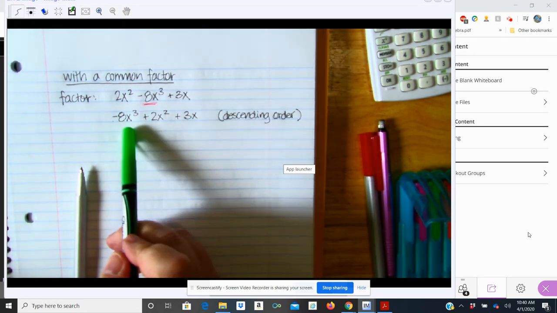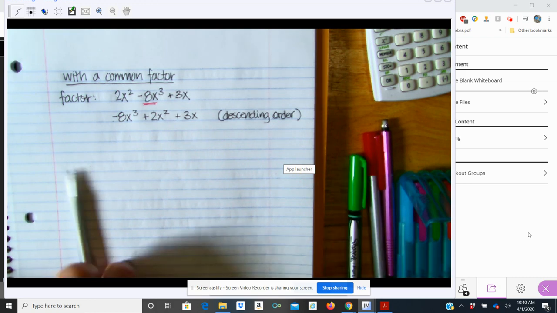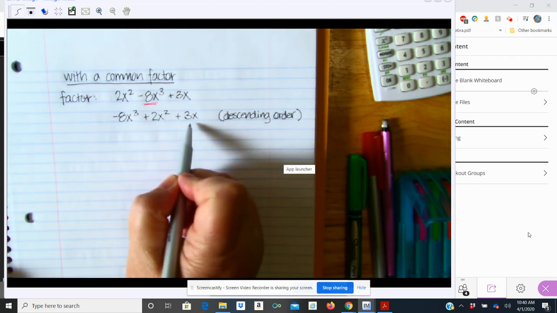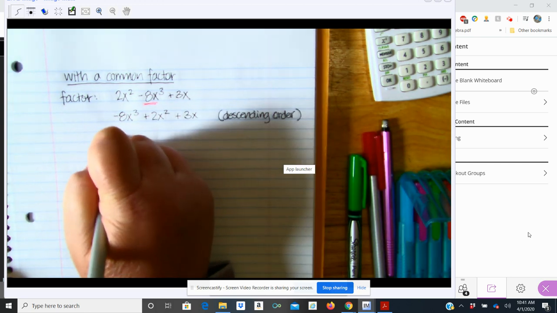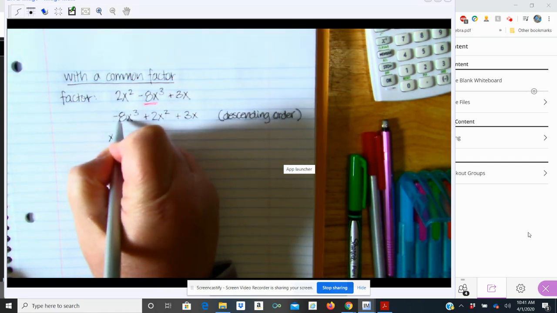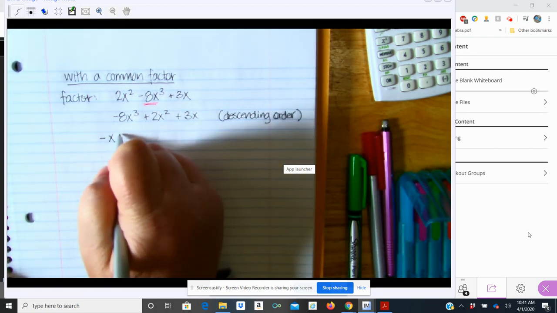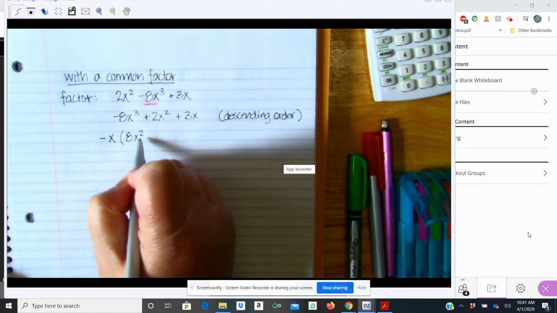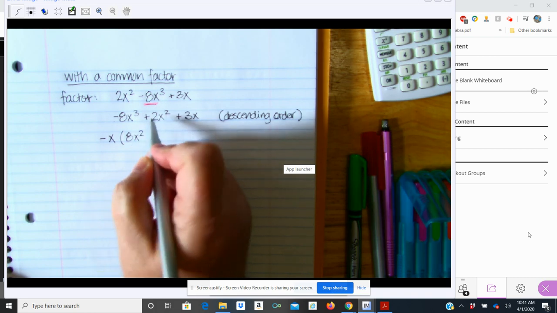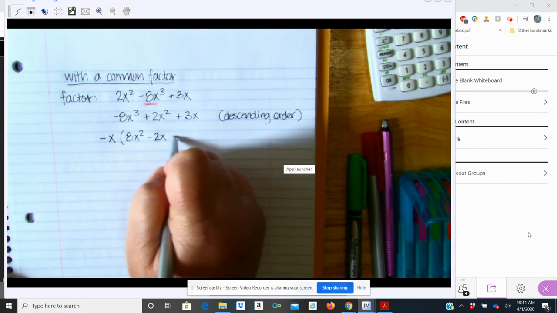Now, you've got a negative 8x to the third, a plus 2x squared, and a 3x. What can you pull out of each one of these terms? And because we're leading with a negative here now, you want to pull a negative x out, which will leave you with an 8x squared minus 2x minus 3.